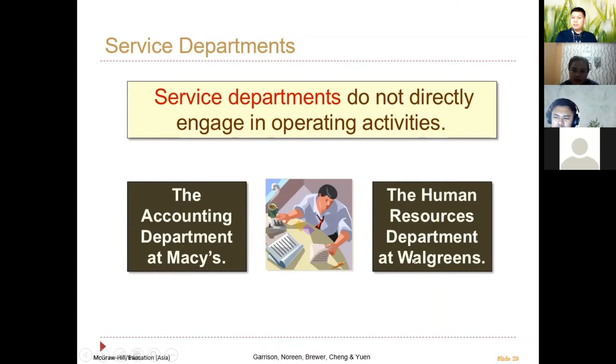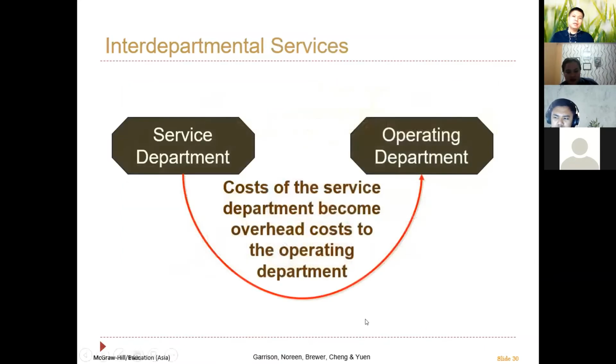And then we go to the human resources department. Of course, as we mentioned, the human resources department services also all other departments. Number one, when you are in need, no, of employees, siyempre you refer your concern to the human resources department. But as we mentioned before, hindi lang siya hiring. Ha? There are other functions of the HR department. Okay? So, how are they connected? The service department and the operating department. The service department services the operating department. That is why the cost of the service department become the overhead cost to the operating department.